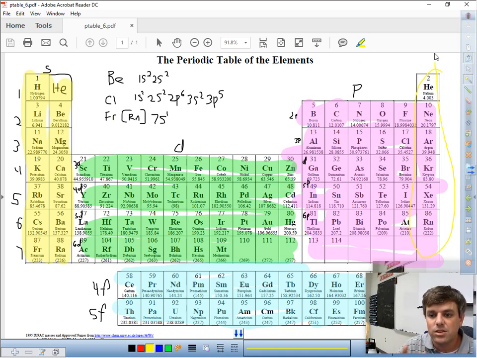The key thing about this is, instead of calling it the shortcut method, you can call that the noble gas electron configuration. So I hope that helps.